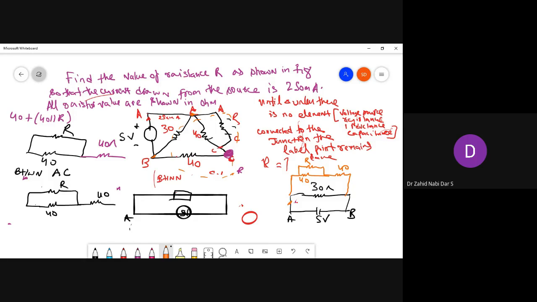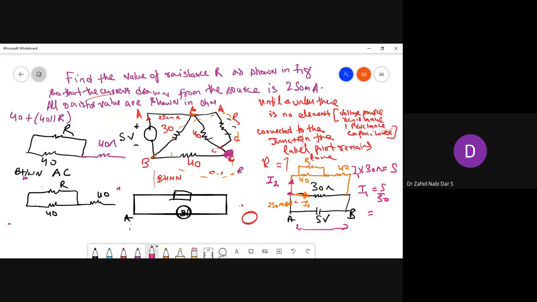Suppose this current is 250 milliamps, and now this 250 milliamps is getting divided at this juncture into I1 and I2. If I want to calculate the value of I1, I know the voltage across the 30 ohm is the same, because it's parallel. So 30 into I1 would be equal to 5 volts. So I can calculate the value of I1, that would be 5 by 30.